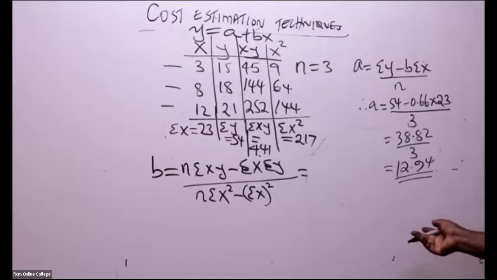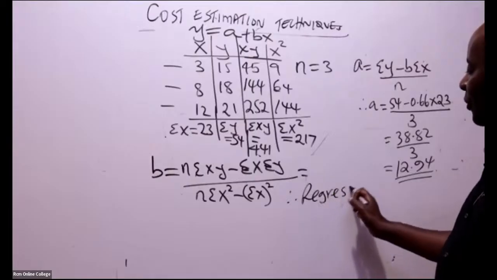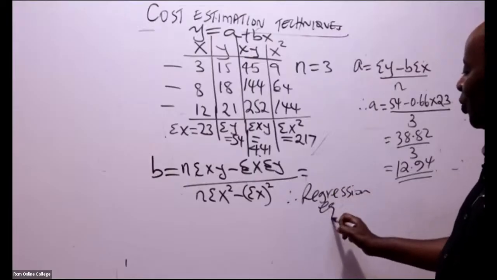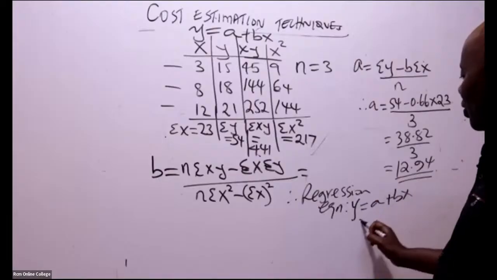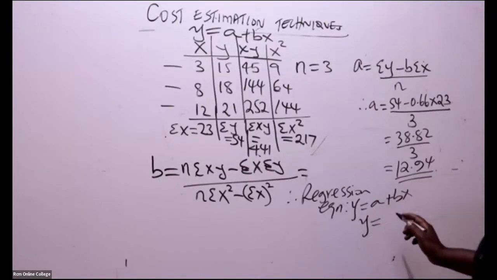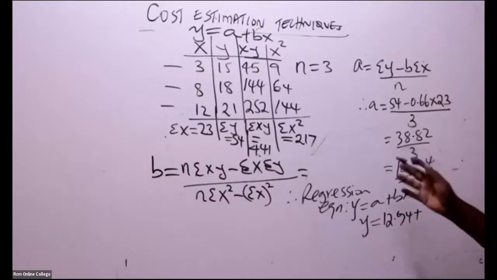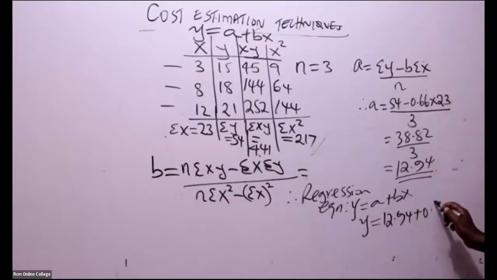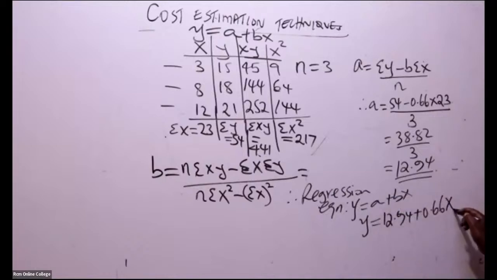Or thereabout. You can as well get 12.8. Rounding off errors are allowed. And therefore, the regression equation is y equals a plus bx. So it is y equals a, which is 12.94, plus b. B, which is what here? B we already know. It was 0.66. So once you have gotten the a and the b, you come and substitute for them like that.